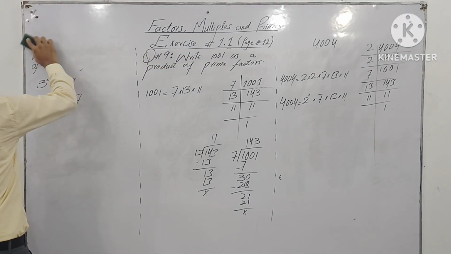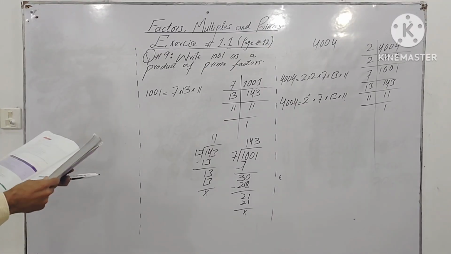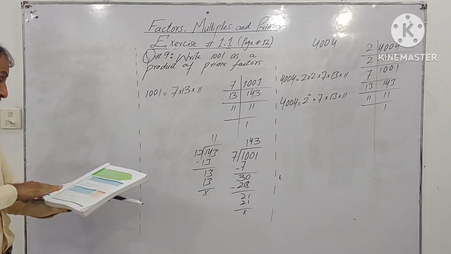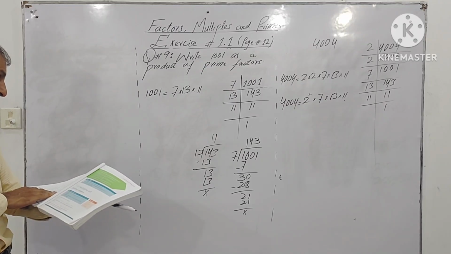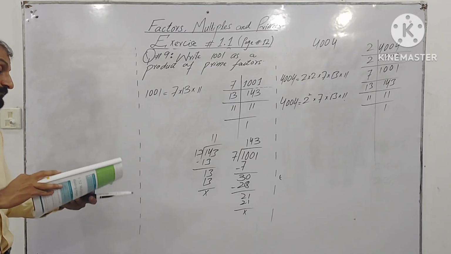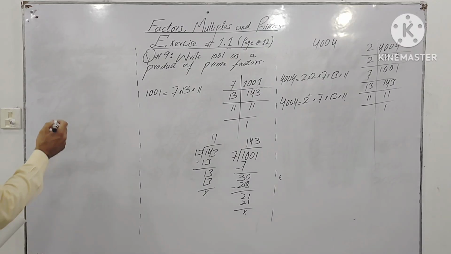Now the next question we will start. Now we will use the prime factorization method to find out the LCM and HCF. Question number 12.